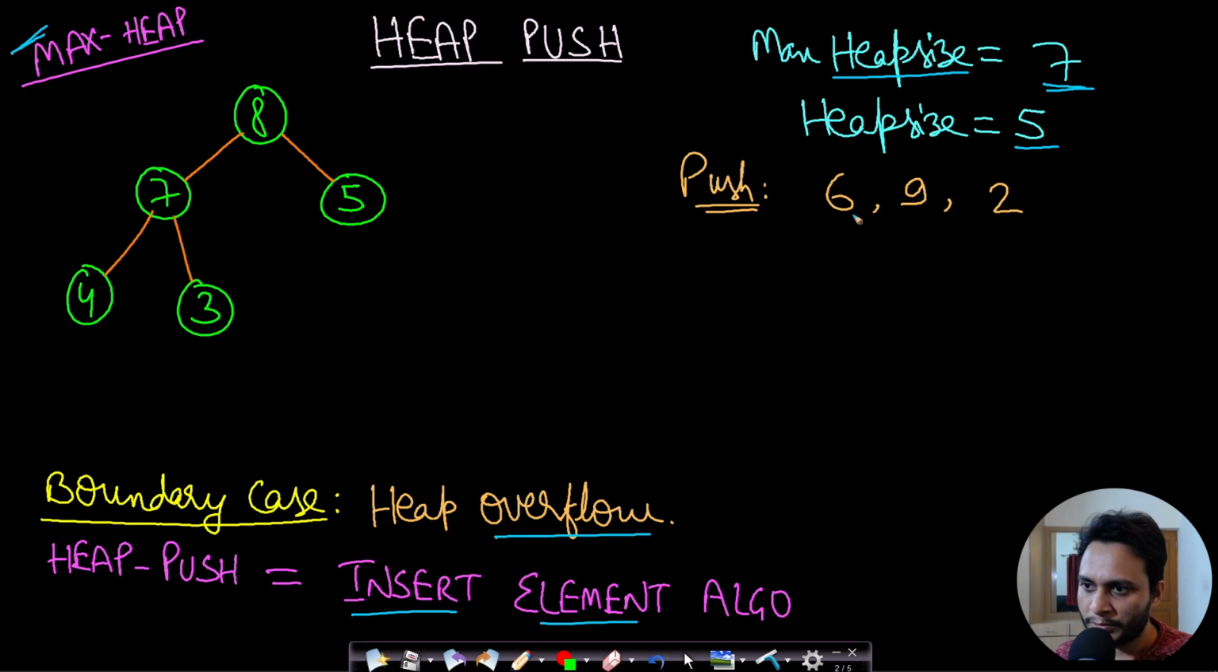Let's assume that we want to push 6, 9 and 2. So let's first try to push this 6. Now what are the steps? I will be explaining all these by using a dry run. If you want to push 6, then this heap is already implemented as a complete binary tree, and I have already told you that in a complete binary tree we fill it from top to down and from left to right.